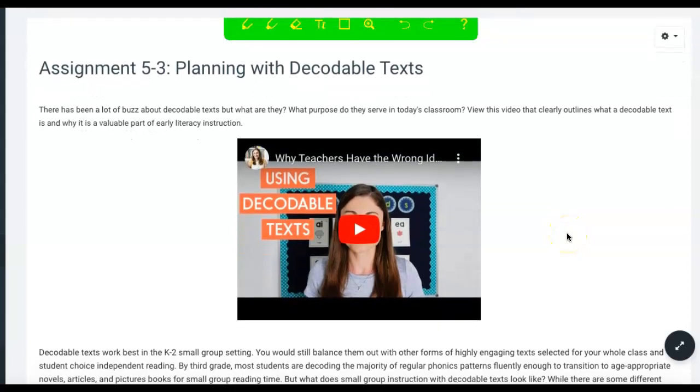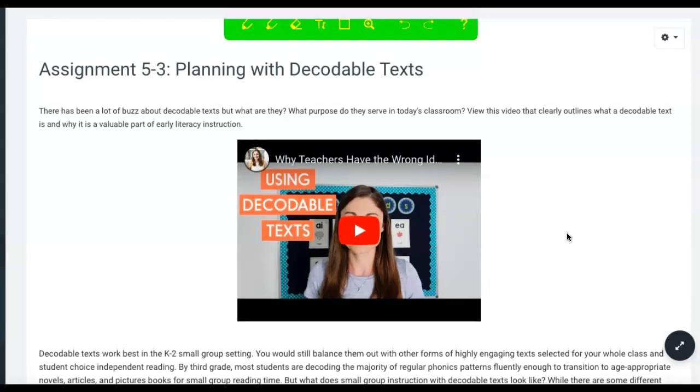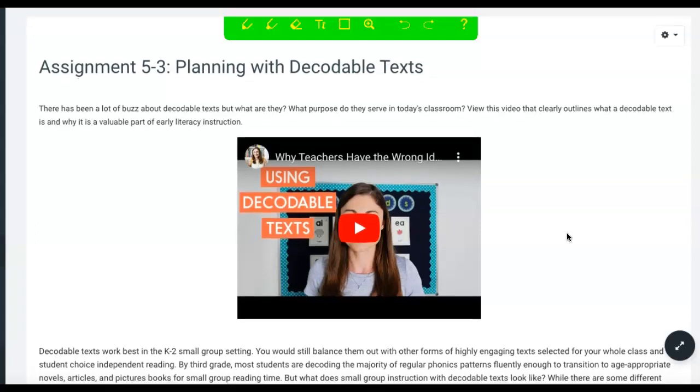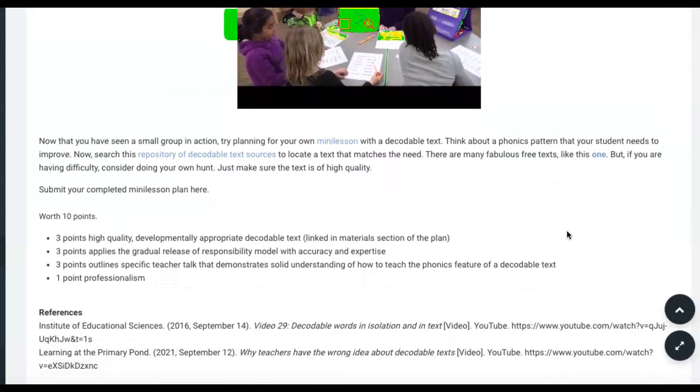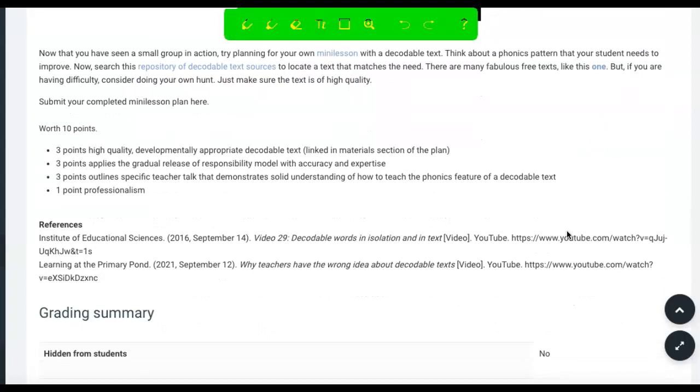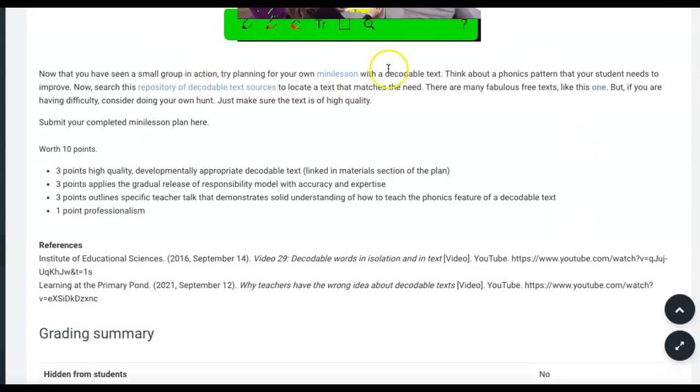And your last assignment this week is planning with decodable texts. Again, you're not going to video a student. There is no video this week for this. You're going to plan your own mini lesson with a decodable text. Here is the rubric.